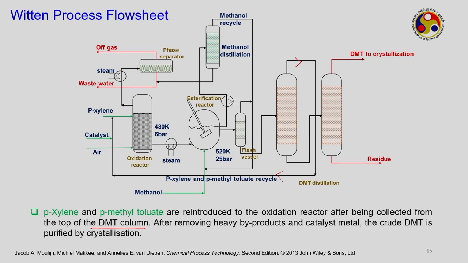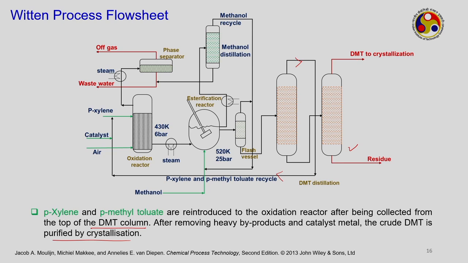See, it is coming out here. The bottom product is heavier, the ester, after removing the heavy byproducts. The crude DMT is purified by crystallization. So in this particular distillation column, you do a crystallization. You remove the residue and then send this DMT to crystallization.